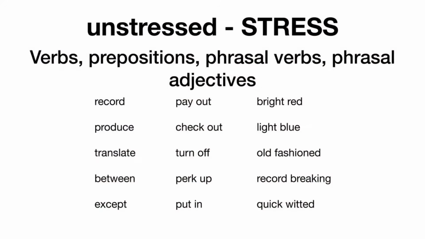Okay. So let's listen to this pattern. So we have record, produce, between, accept. And then we have payout, checkout, turn off, perk up, put in. And then we have bright red, light blue, old fashioned, record breaking, quick witted.